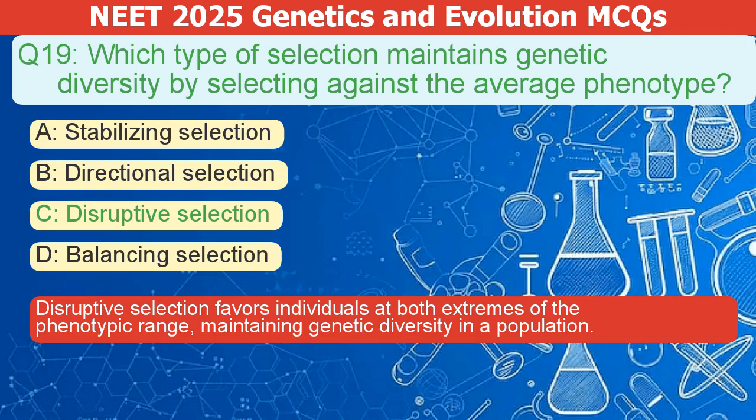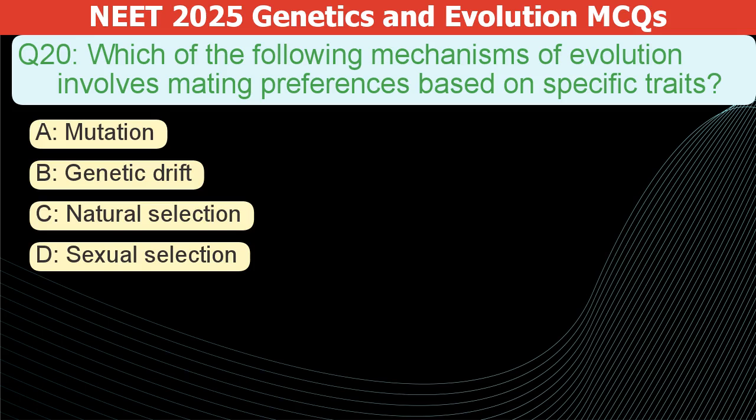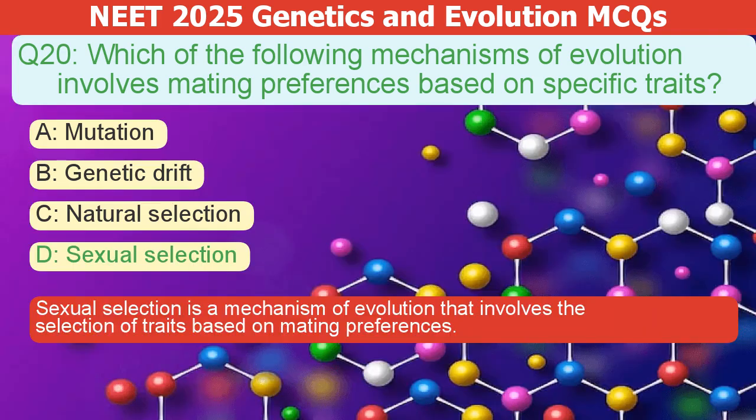Disruptive selection favors individuals at both extremes of the phenotypic range, maintaining genetic diversity in a population. Which of the following mechanisms of evolution involves mating preferences based on specific traits? A. Mutation. B. Genetic drift. C. Natural selection. D. Sexual selection. The correct answer is D.